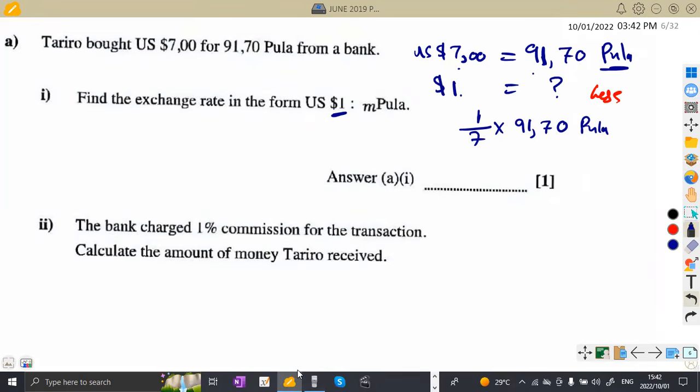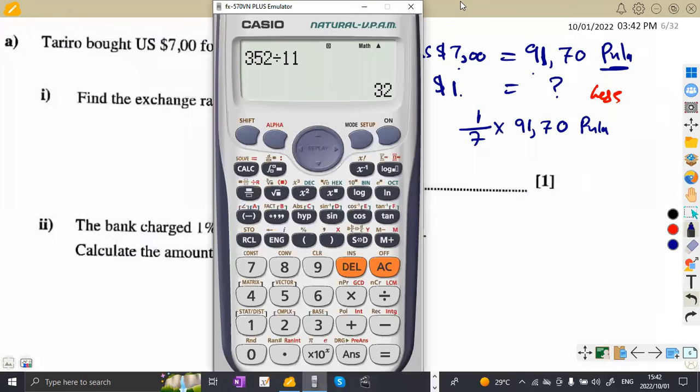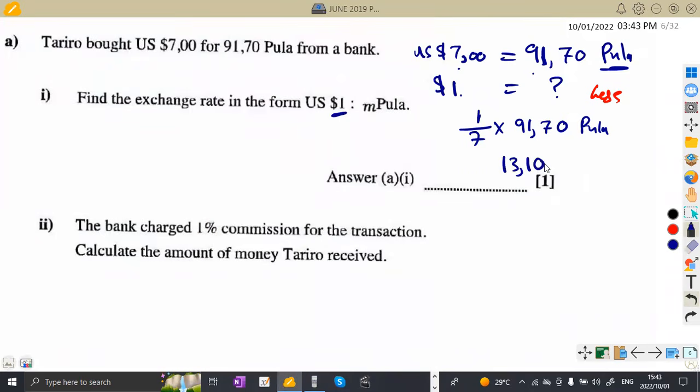So you can actually use the calculator. So let's see what you're going to have. 1/7 multiplied by 91.70, which is 13.10. So this is going to be 13.10 puller per each dollar that you're going to have. Because we need $1 as to M, this one will be $1. Then that will be $1 as to 13.10 puller. That was the idea there.